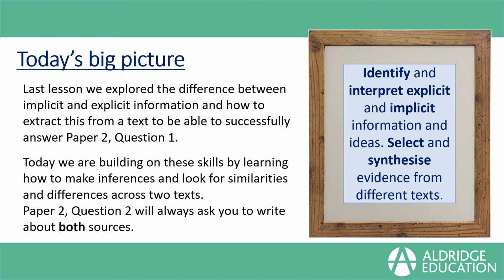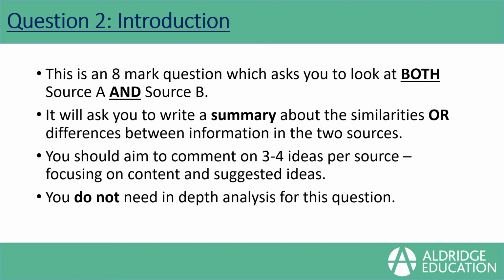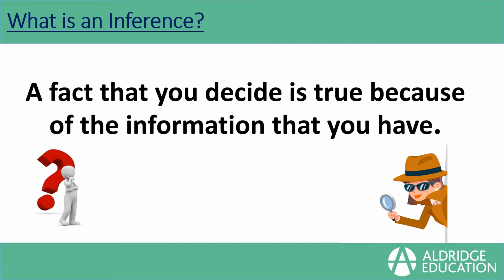Paper 2, question 2 will always ask you to write about both sources. This is an 8-mark question which asks you to look at both source A and source B. It will ask you to write a summary about the similarities or differences between information in the two sources. You should aim to comment on 3 to 4 ideas per source, focusing on content and suggested ideas. You do not need in-depth analysis for this question. You're just writing a summary.